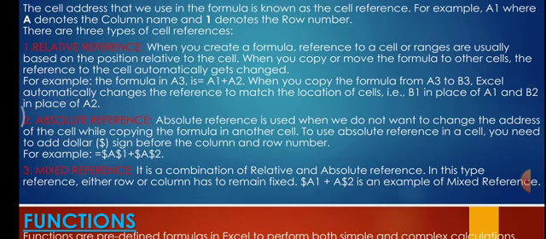Mixed reference. It is a combination of relative and absolute reference. In this type of reference, either row or column has to remain fixed. Example, $A1 plus $A2 is an example of mixed reference. In this example, you can see that 1, this is row, is fixed and A, that is column, is fixed.